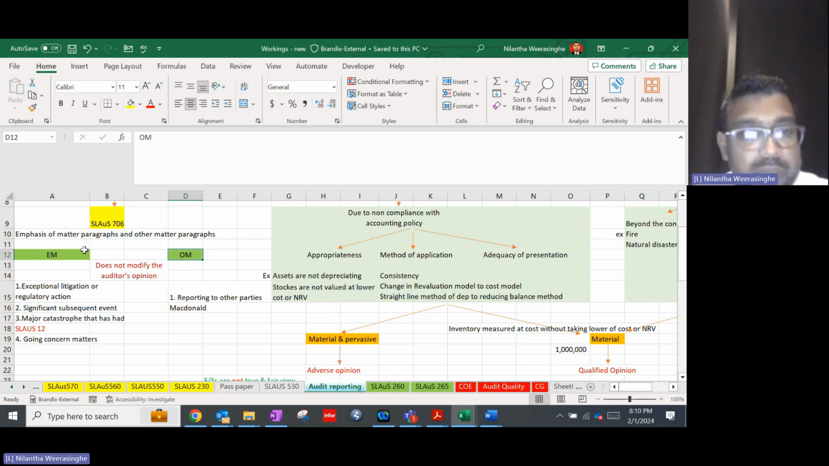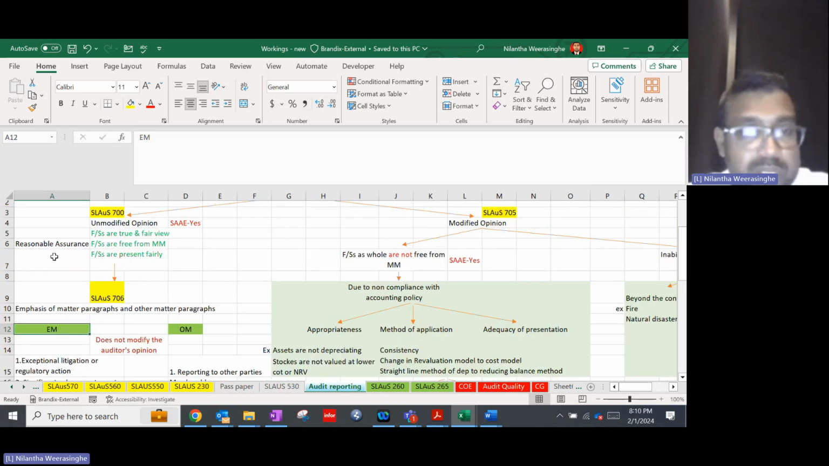The difference between emphasis of matter and other matter paragraph is that, whatever reason you are going to include in the other matter paragraph has not been included in the financial statements under the notes. You draw attention of the users or readers of the audit report, but those matters are not disclosed in the financial statements. Whereas emphasis of matter related matters are disclosed in the financial statements. That's the difference. So this is also a really important standard.